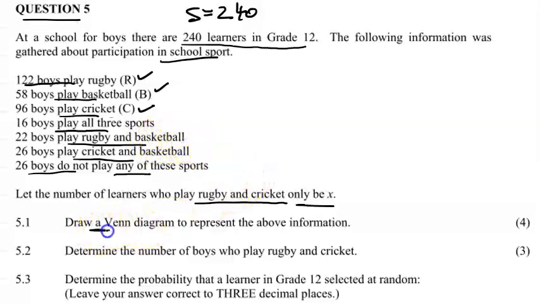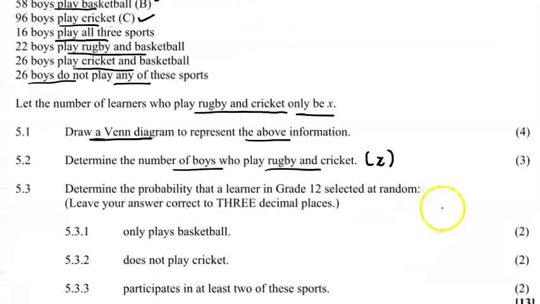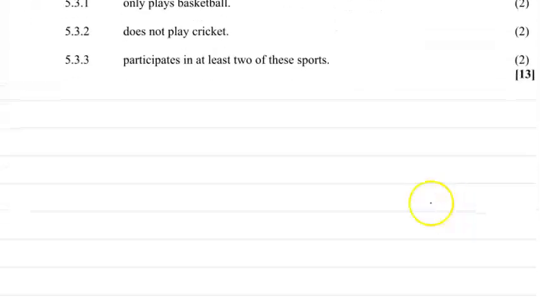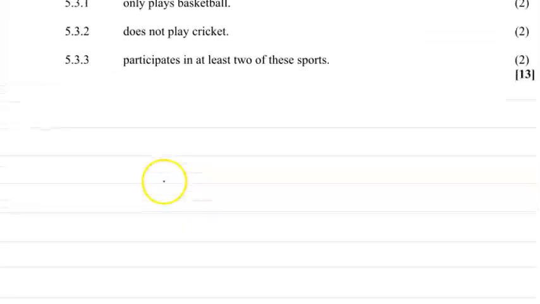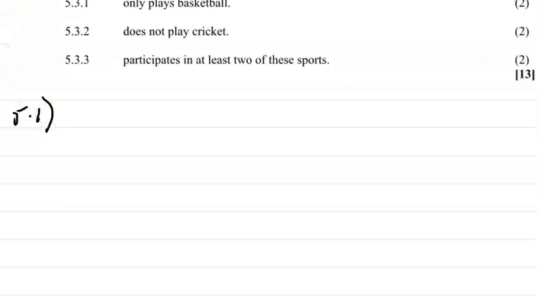It says here draw a Venn diagram to represent the above information. Determine the number of boys who play rugby and cricket. So they told us to let the number of learners who play rugby and cricket be X. So basically they want us to solve for X in 5.2. So let us construct this Venn diagram. It's going to look something like this. 5.1 is the construction of the Venn diagram.